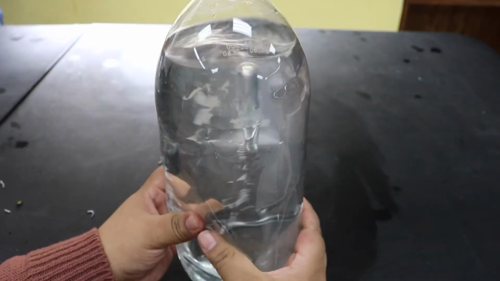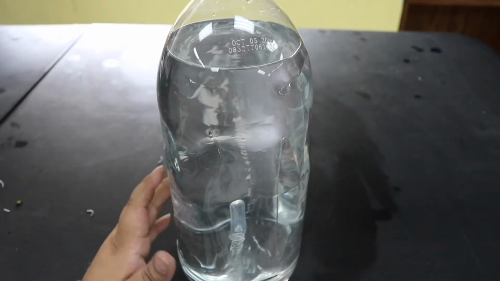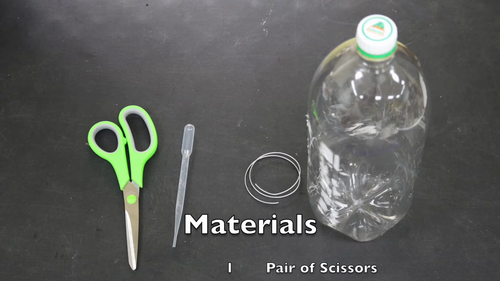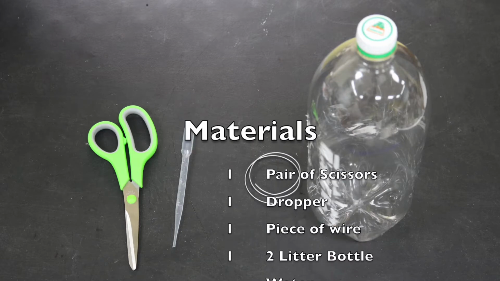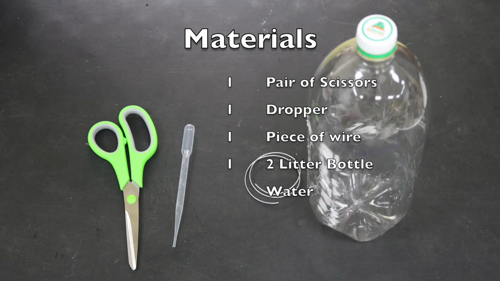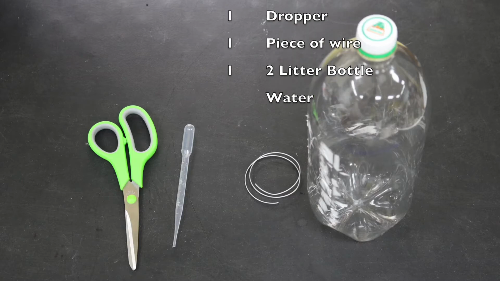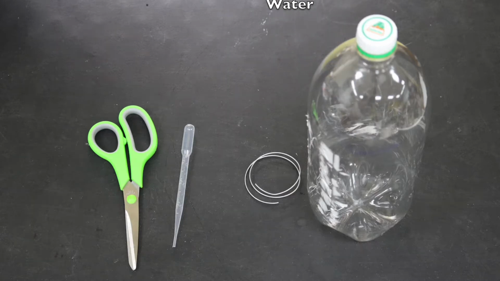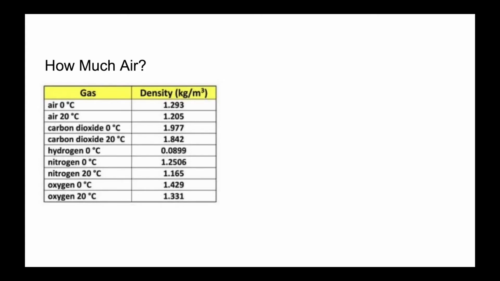For this activity, you will need the following materials: a pair of scissors, a dropper, a piece of wire, a 2-liter bottle, and also enough water to fill up your bottle. You will also need a paper and pencil to follow along with the math or to do math of your own. We will start the activity by calculating how much air is in a room. For this, I will be using the dimensions of the classroom I'm currently in.